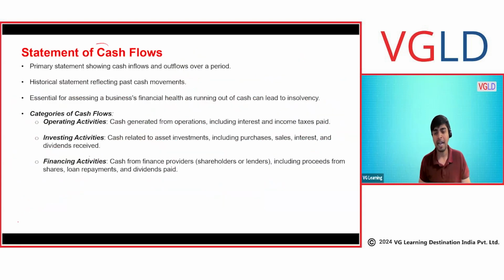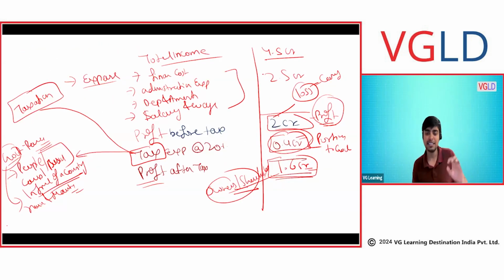Should I discuss this? I think this is sufficient. Should we discuss tax here, or would it be too much? Because I don't want to overburden you with so much information. I can discuss this, but the problem is I don't want to.